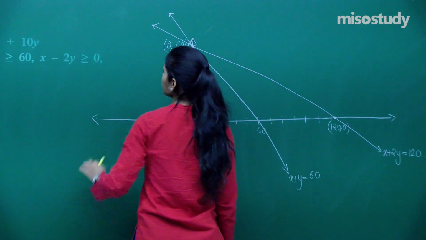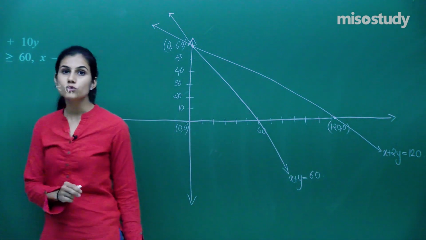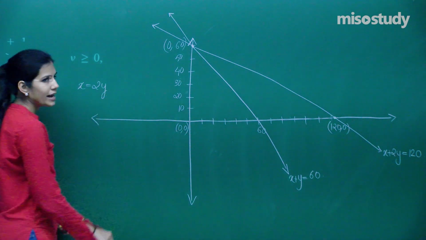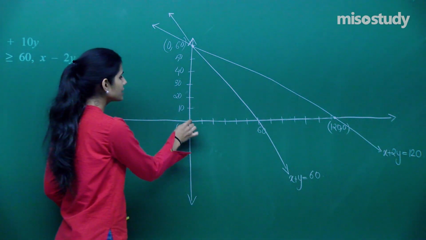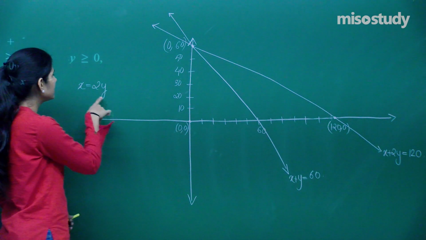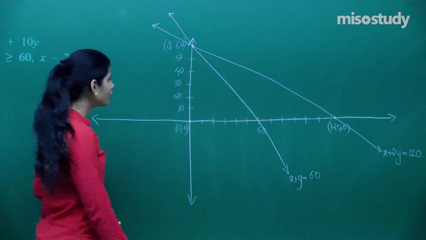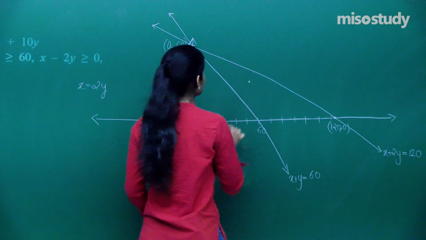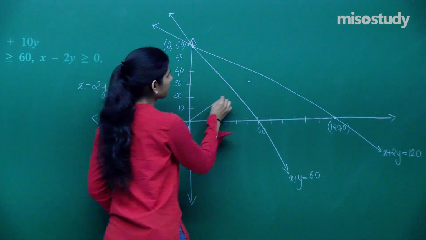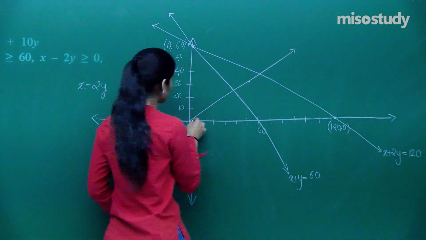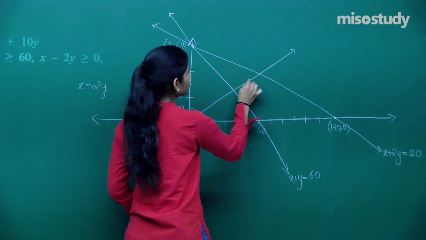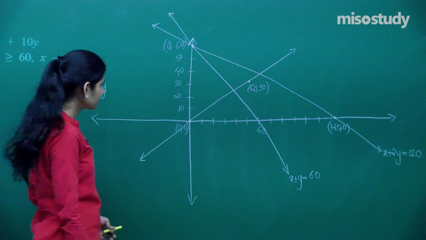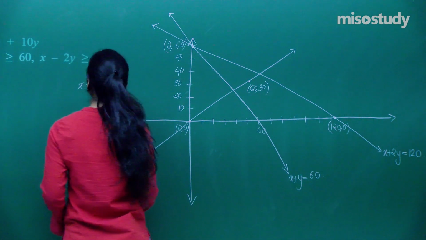Thirdly, I have x minus 2y greater than or equal to 0. This means x is equal to 2y. If I talk about this as an equation, x equals 0, y equals 0 is going to satisfy, so the line is going to pass through the origin. When you put y equals 30, x is 60. So 60 comma 30 is going to satisfy the equation of this line, and so the line is going to pass through this. This is my line x minus 2y equals 0.